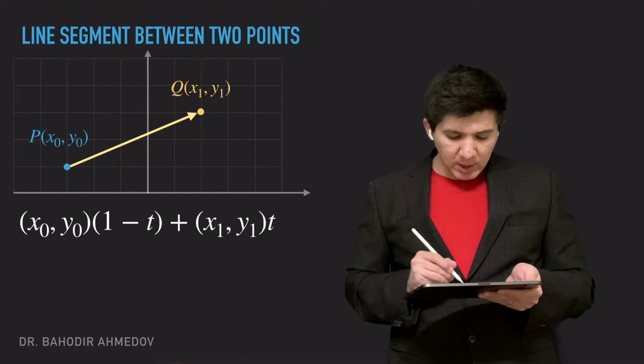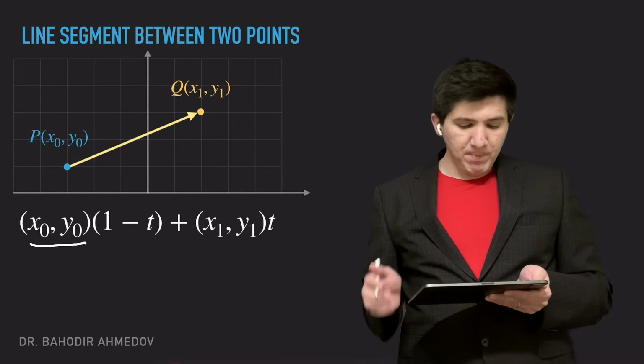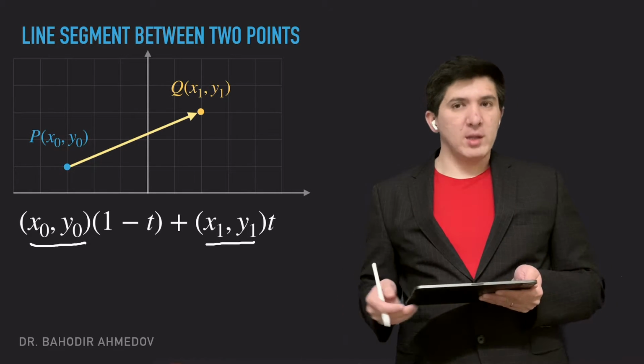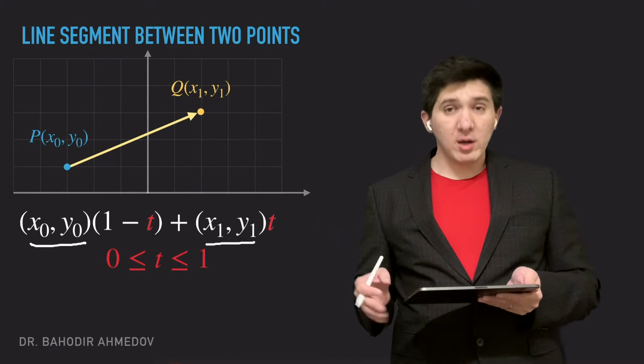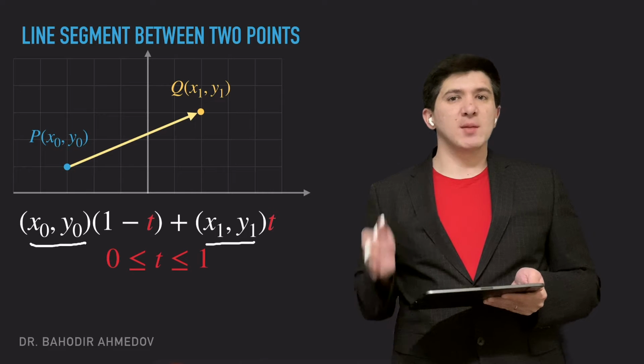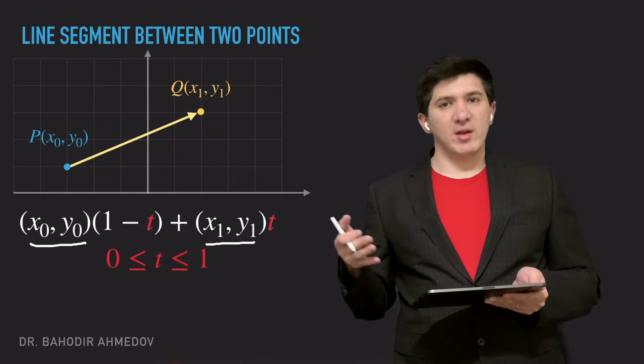Essentially, the coordinates of the starting point times 1 minus t, plus the coordinates of the ending point times t. We call t the parameter, and you see that t is always changing between 0 and 1. So this we call an equation of a line segment.